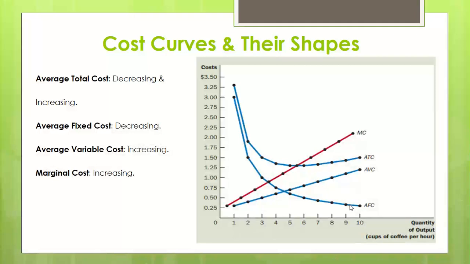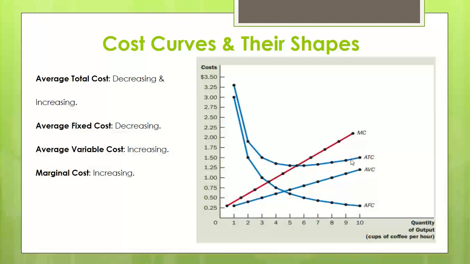Here you can say that it's around 0.25. It starts decreasing from $3 and comes down to 0.25. So it is obvious that the average fixed cost is decreasing as the quantity of output increases, and finally it comes to a smaller number.